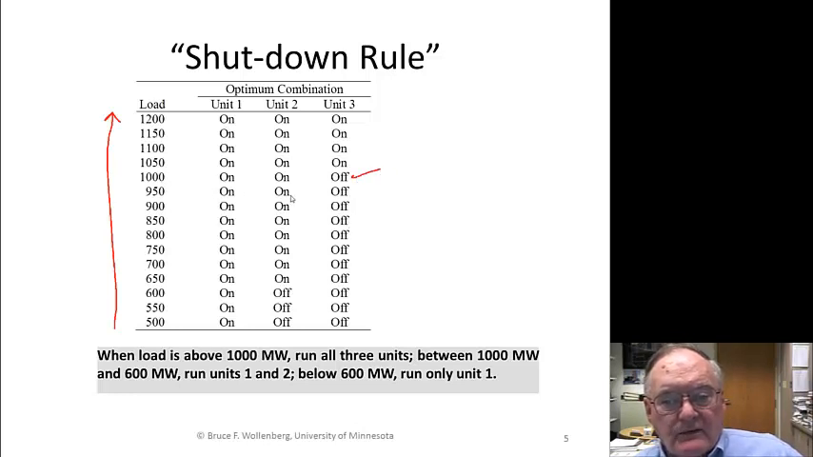Now I run with units 1 and 2 and not number 3, all the way down to way down here. So now these 2 go off at 600, and I'm only operating on the first unit. I don't show 0 down here where you would turn all the units off, so this does not include the 0 state. So they call this a shutdown rule. It says, okay, as the load comes down, I shut unit number 3 off, then later on I shut number 2 off. I always keep number 1 on because it's the most efficient.